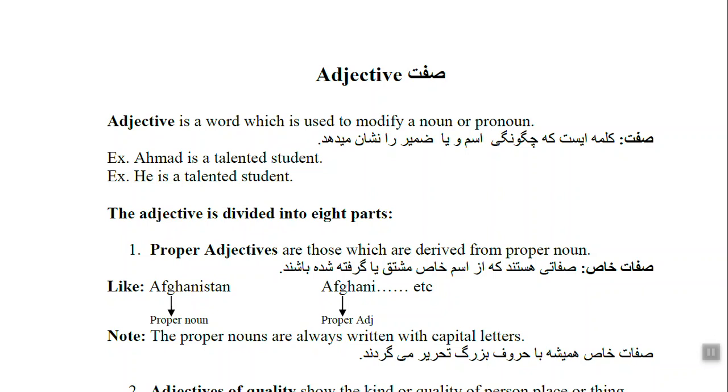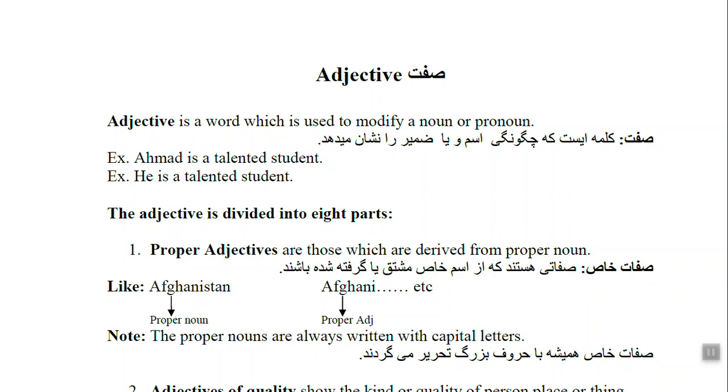I said that an adjective is a word which is used to modify a noun or pronoun. In this case, we mentioned a noun or pronoun. So Ahmed is a noun. Ahmed is a type of name. Ahmed is a talented student. Talented is a type of adjective, and talented modifies a noun. Talented modifies Ahmed. Talented shows that Ahmed is not a bad student. Ahmed is a talented student. He is a talented student.